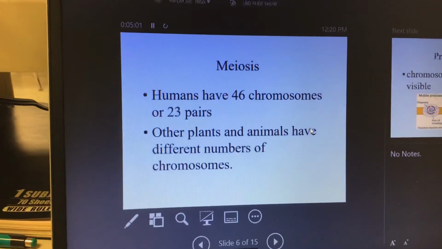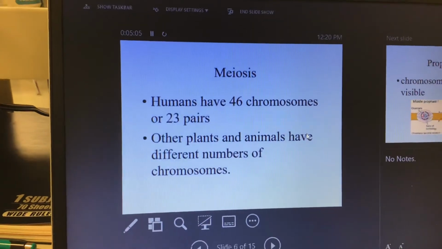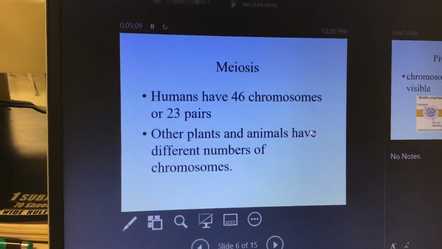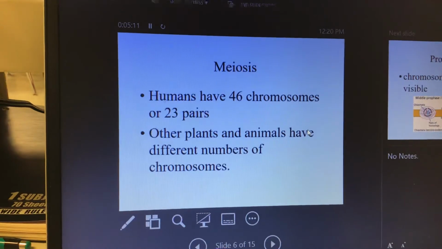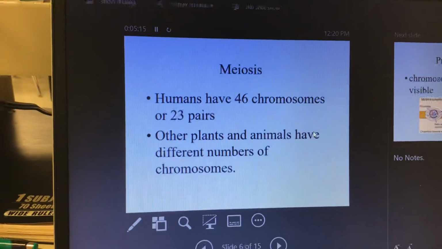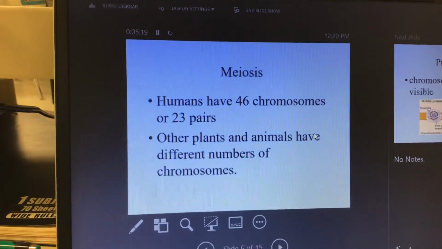Now the steps of meiosis are different, but not by much. So you're just going to list those. So maybe say steps of meiosis, and we're going to list these here. So write down the words steps to meiosis, and we'll go from here.